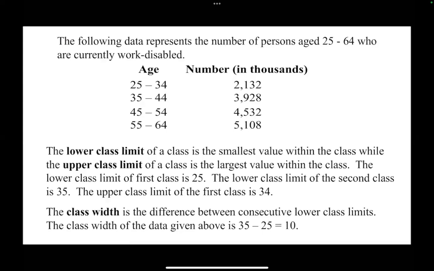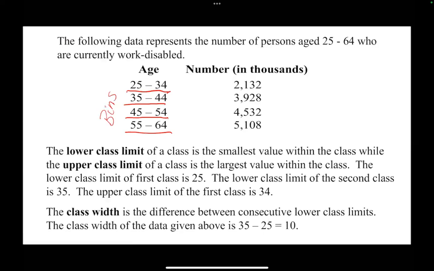Good questions. So this data here represents the number of persons ages 25 to 64 who are currently work disabled. I have the age of the people, and notice I have ranges of age: 25 to 34, 35 to 44, 45 to 54, and 55 to 64. So these would be my bins or classes. Each of these is a bin.